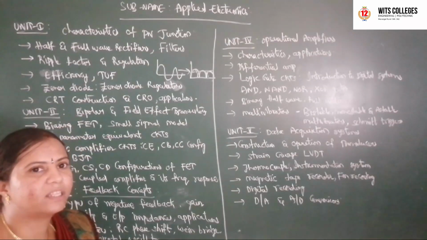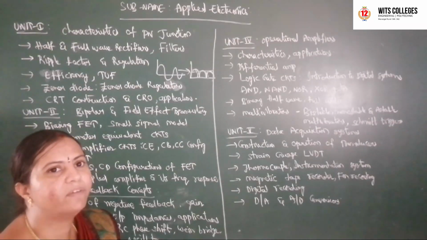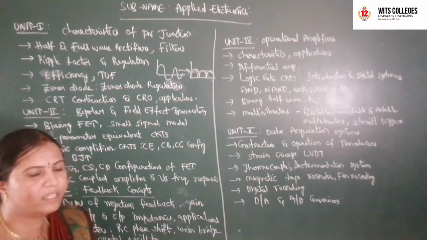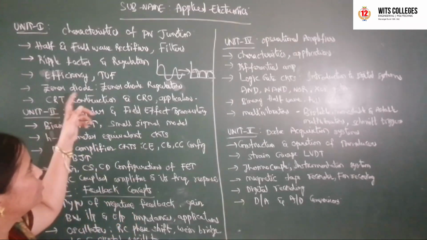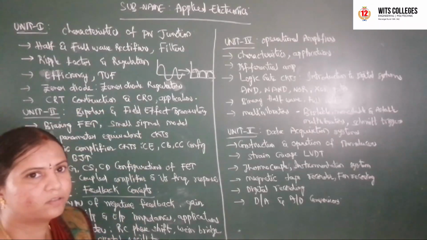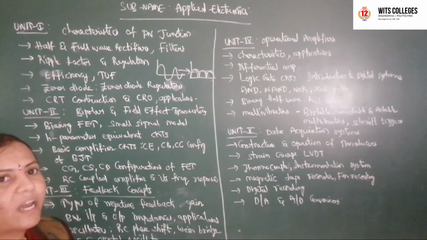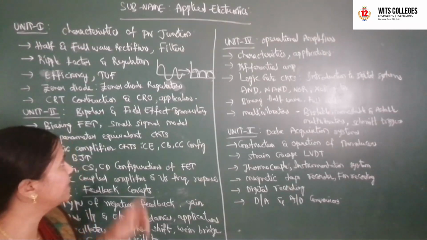So Zener diode is nothing but a reverse biased heavily doped PN junction diode. So what are the Zener diode regulators? Zener diode ni voltage regulator ga ela use cheyochu. Okay na, that is the topic.